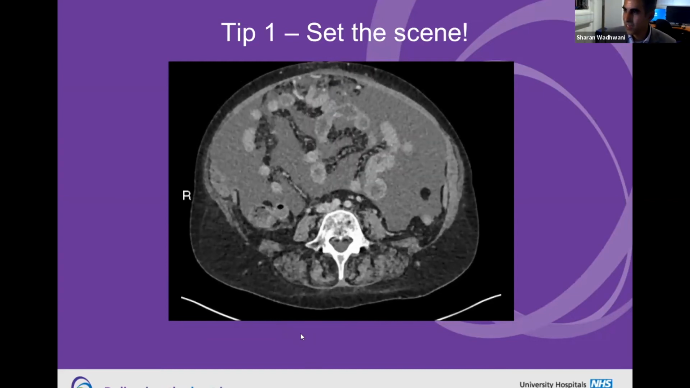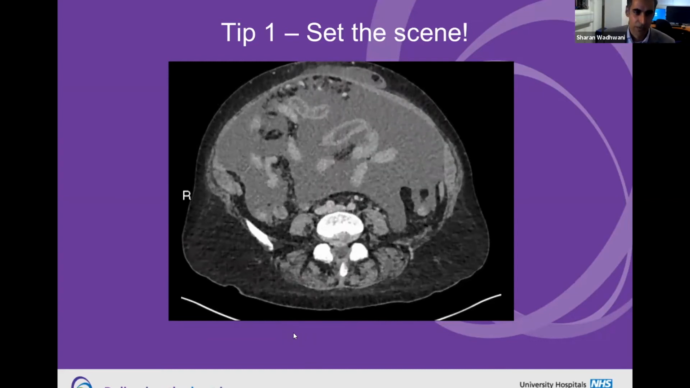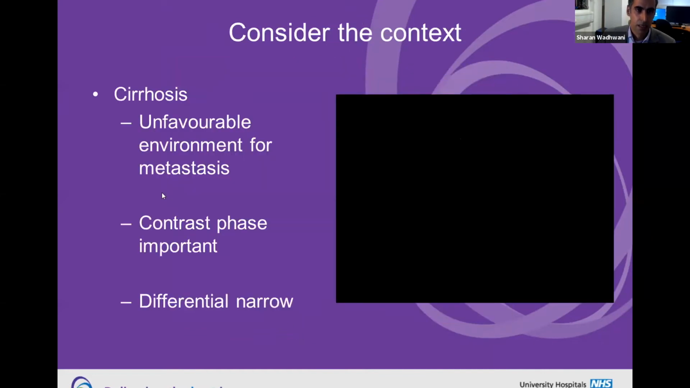We know that the standard CT that we generally get is a portal venous phase. Consider the context. In cirrhosis, we know that cirrhosis is an unfavorable environment for metastatic disease. You're less likely to get mets in a cirrhotic liver. The contrast phase, like we said, is a solitary portal venous phase in the CT.